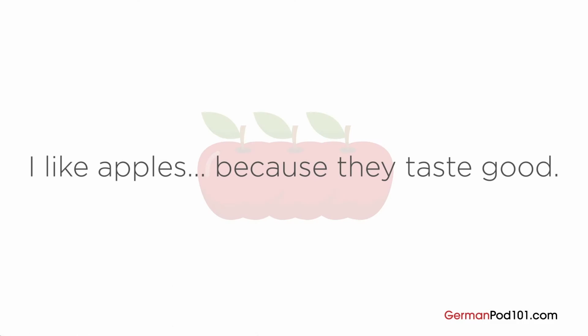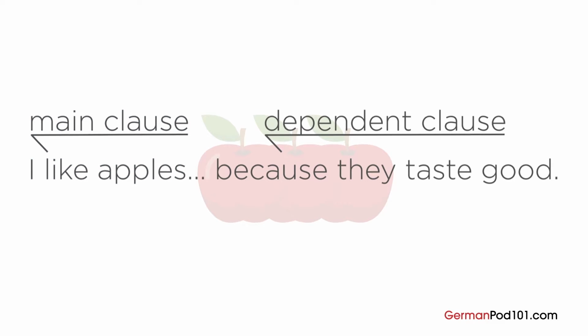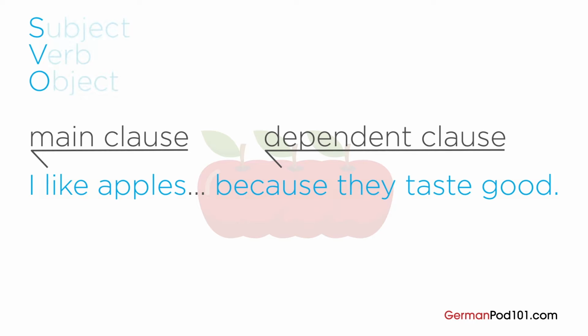We've talked about basic sentences in English and German, but what if you wanted to give more detail to a sentence? Consider the following English sentence. I like apples because they taste good. Notice how there are two parts to this sentence. I like apples and because they taste good. We call the first part of this sentence the main clause and the second part of this sentence the dependent clause because it depends on the first part to make sense. If we break down the two parts, we can see that English sticks to the SVO word order once again.